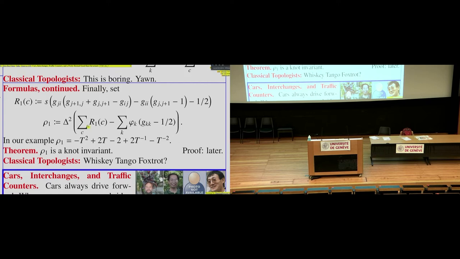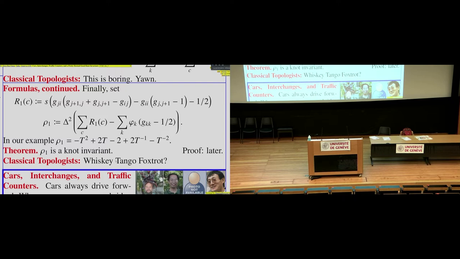And then you see this was quadratic in the inverse. The inverse will have denominators, the determinant is the Alexander. So this whole thing written inside the parentheses will have denominators, the Alexander squared. So just kill the denominator. So multiply by delta squared. And our theorem is that rho 1 is a knot invariant. And if you are a classical topologist, you should be saying now, what the heck? This is something that you don't do in topology. There is just no precedent. You don't do that.